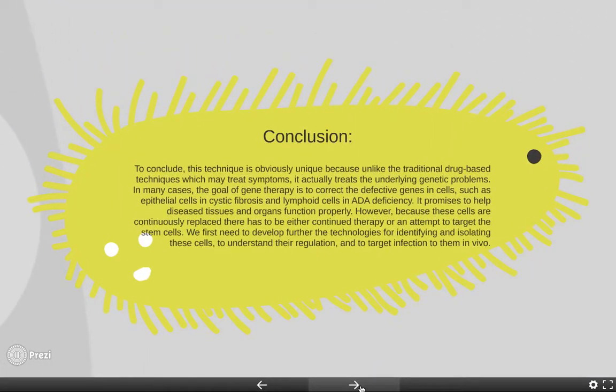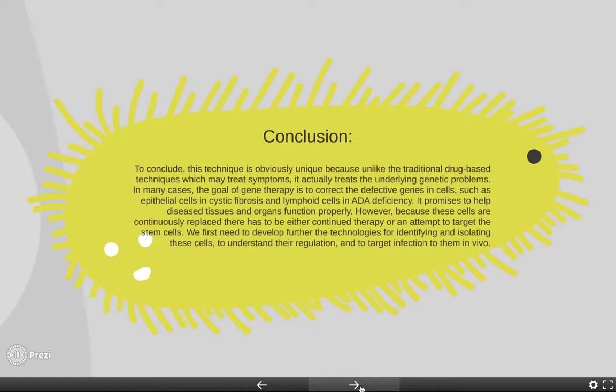So what is the takeaway from this? Gene therapy is obviously unique because unlike traditional drug-based techniques, which may treat the symptoms, it actually treats underlying genetic problems. In many cases, the goal of gene therapy is to correct the defective genes in the cells, such as epithelial cells in cystic fibrosis and lymphoid cells in ADA deficiency.